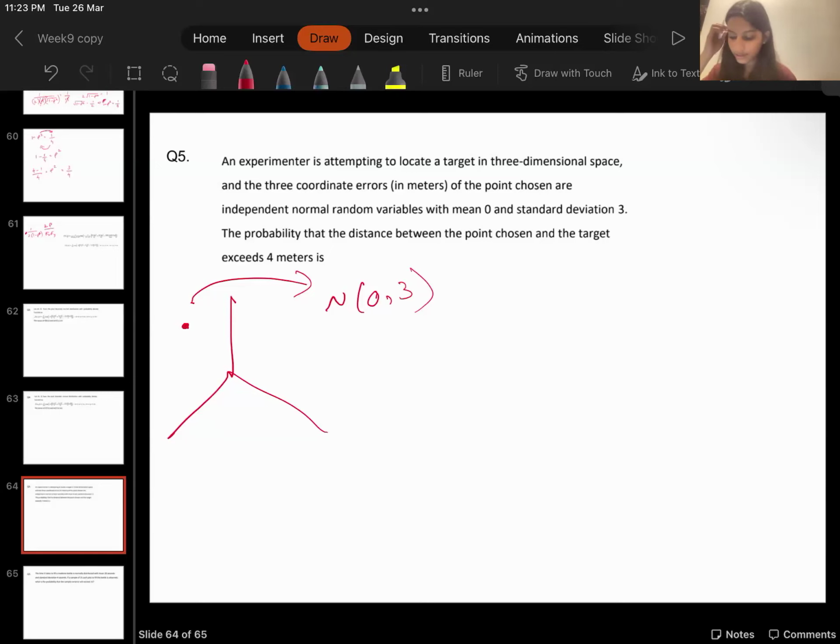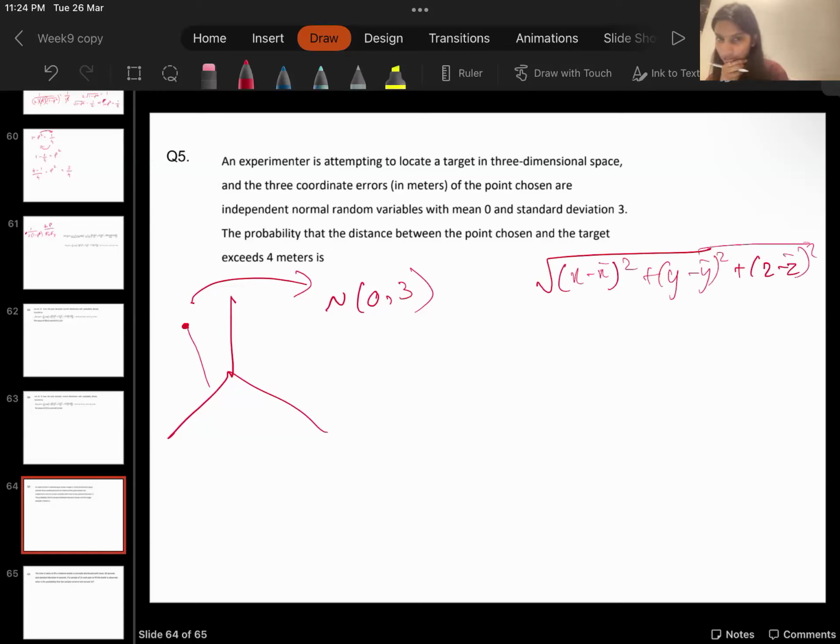So basically, you're trying to calculate some Euclidean distance. What is Euclidean distance? When you have 3 points, you have x minus x, the whole square, plus y minus y, the whole square, plus z minus z, the whole square. But let's not get into this. Here, basically, you have 3 coordinates and they're trying to calculate the distance.